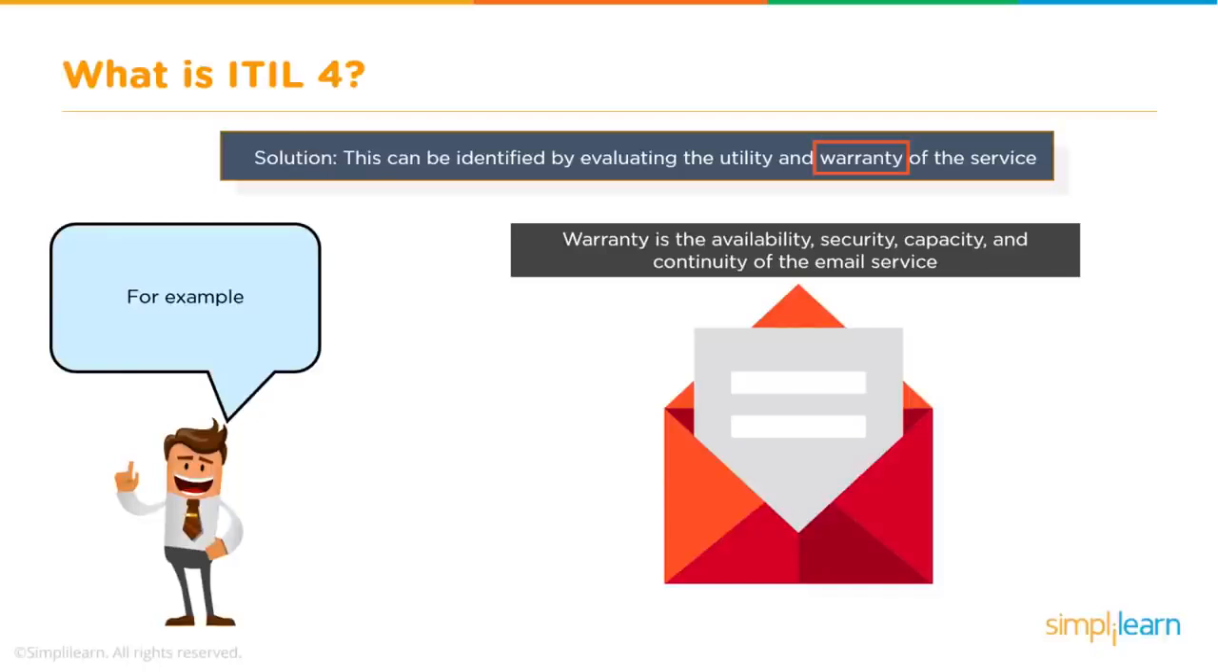Warranty is about the availability of email services. How safe is my message when I send and receive messages? That means information security. Capacity: do I have sufficient capacity so that all the emails can be stored? And then continuity: what happens if something goes drastically wrong? If some failure happens, minimum services should be up and running so that my messaging service is on for at least the minimum need of the messaging requirements. That is about warranty. So utility refers to fit for purpose, basically referring to features and functionality of the service, whereas warranty refers to these four things: availability, security, capacity and continuity, making a specific service fit for use.